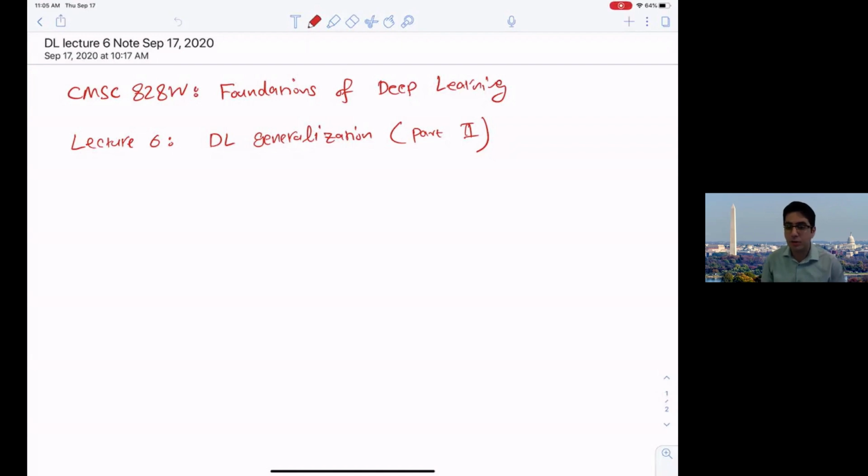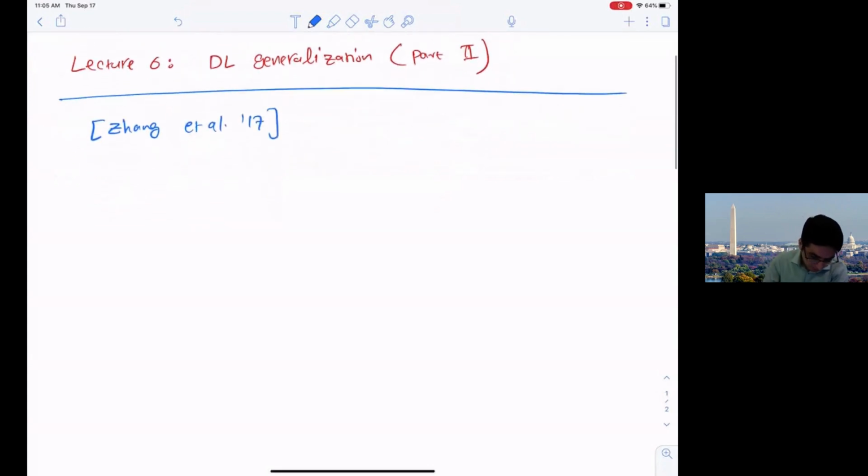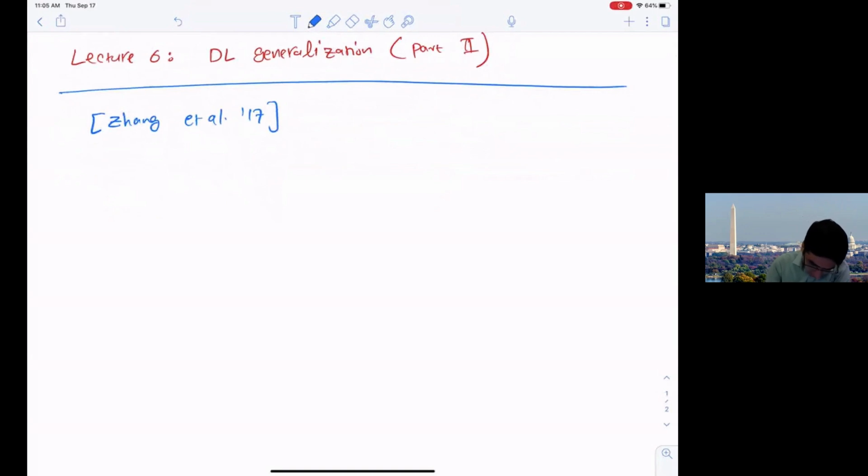Today we are going to continue talking about results in deep learning generalization. Last time we started talking about the Zhang et al. paper, a really good paper. I encourage all of you to read it. Just to recap the results of that paper that we covered, they performed this randomization test.